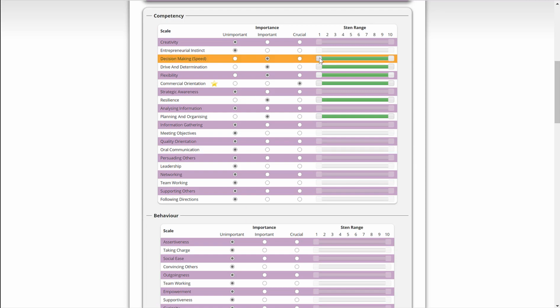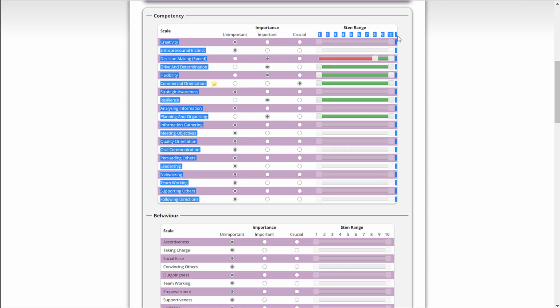At the moment, this area is wide open. What that signifies to the system is that we're happy to accept any score on decision-making, on the competency of decision-making speed. In other words, we're happy to accept the slowest and the fastest. If what you're actually looking for is somebody who's very fast, then you need to drag this slider up so that you signify that.